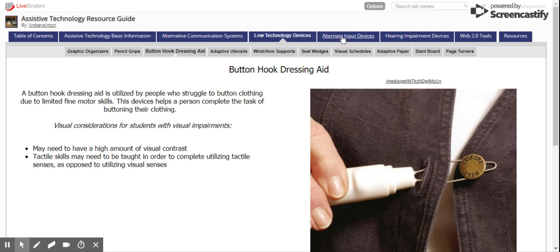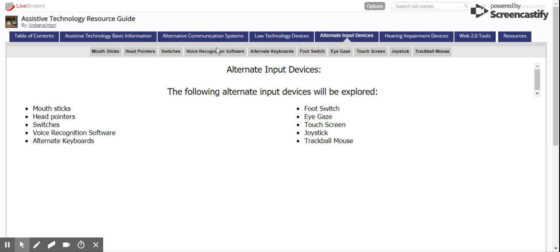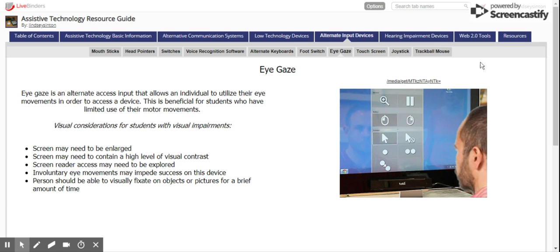And then if you were to look again at the alternate input devices, again, I included the 10 different devices and tools underneath. Some things including such as the head pointers and the voice recognition software, alternate keyboards, things like that. And if you again look at one specific one, you see a picture, a small description, and the visual considerations, different things to keep in mind.